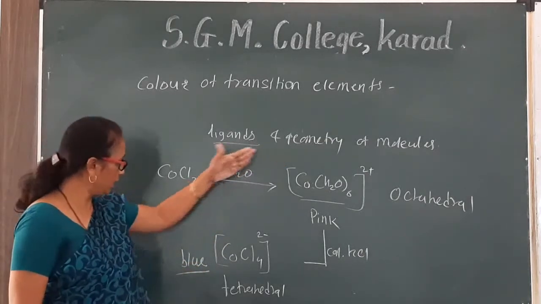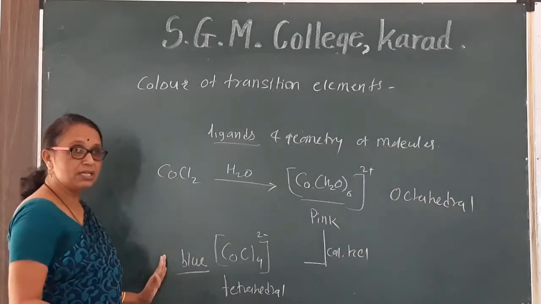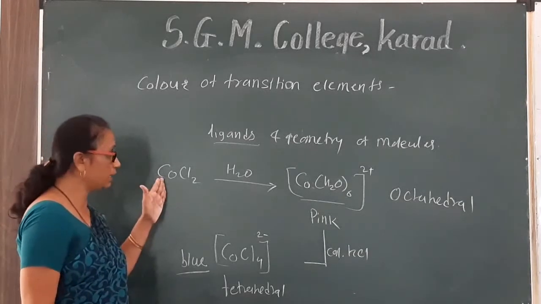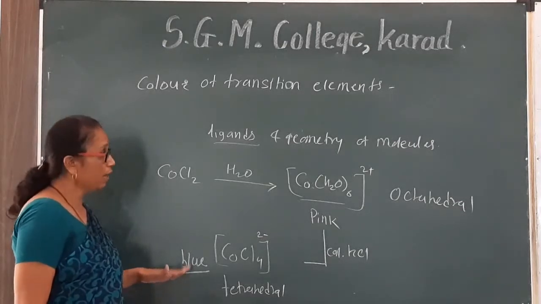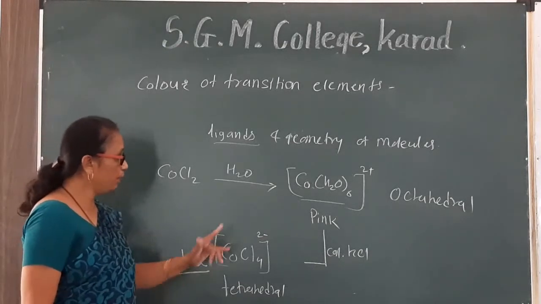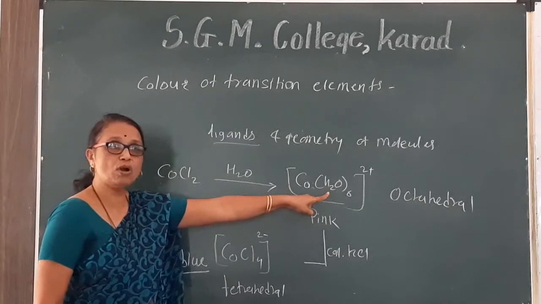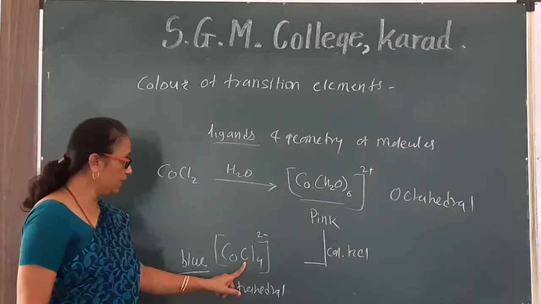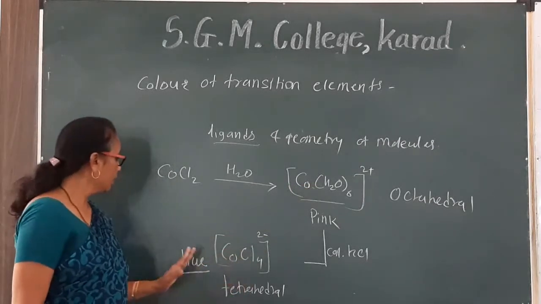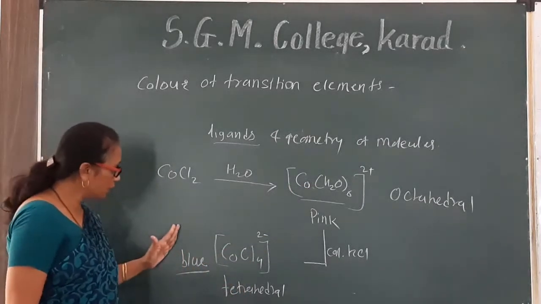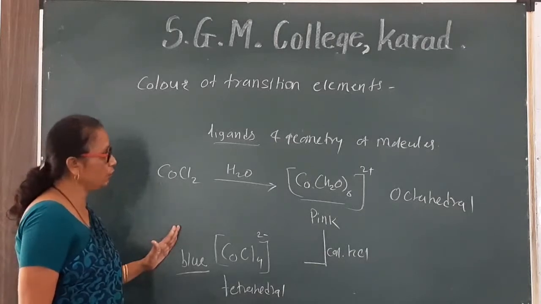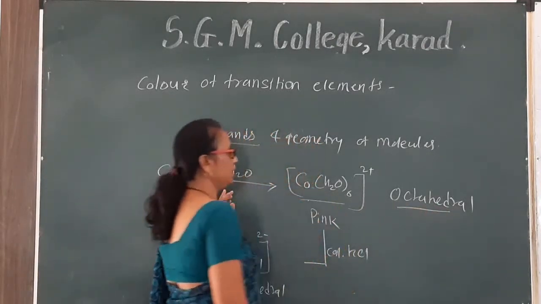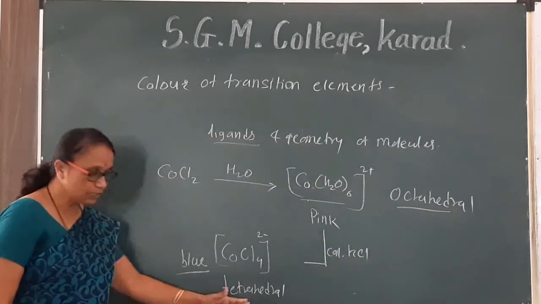It has the pink color, it has the blue color. Which colors are different? These are complexes of the same metal, that is cobalt. The colors are different. Why? Because color also depends on the ligands. Here ligands are the water molecules. Here ligands are the chlorine atoms. And hence, as ligands are different, the color is different. Here geometry of this complex is octahedral, and here geometry is tetrahedral.